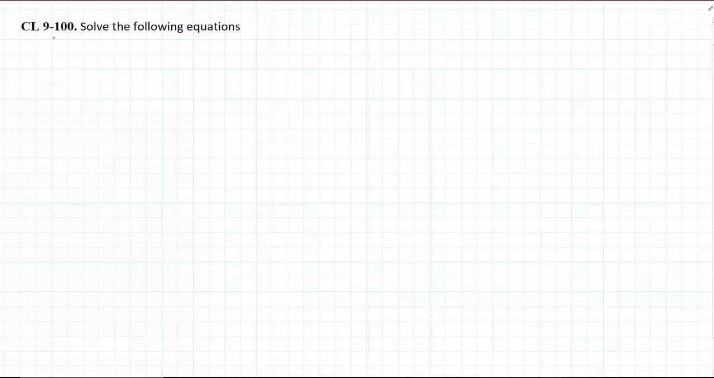Okay, 9-100 asks us to solve the following equations. I don't have it pre-printed, I'm just going to go ahead and write it down. So for A, it's asking us to solve the equation 12 equals 6/7 x.